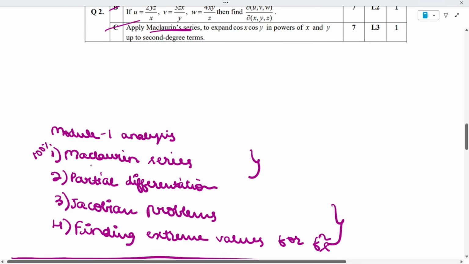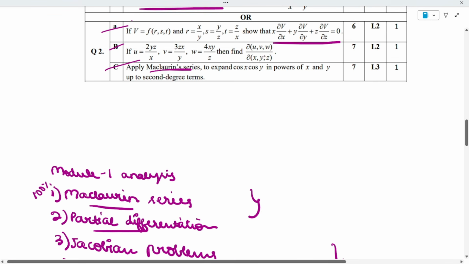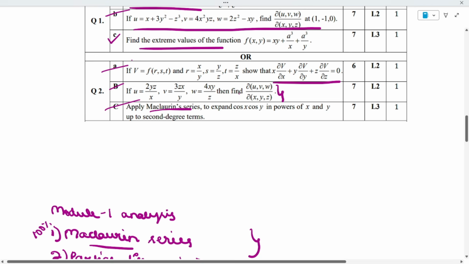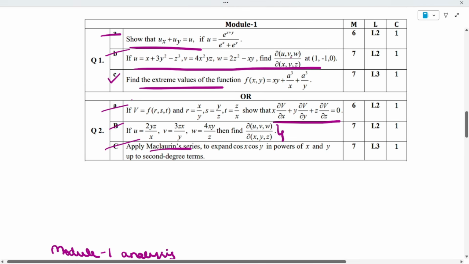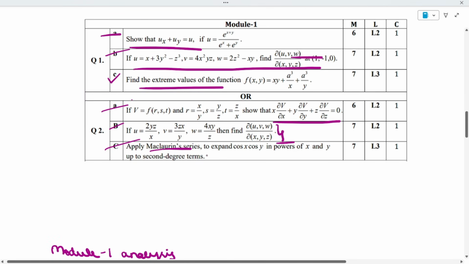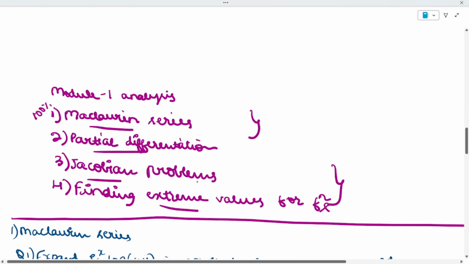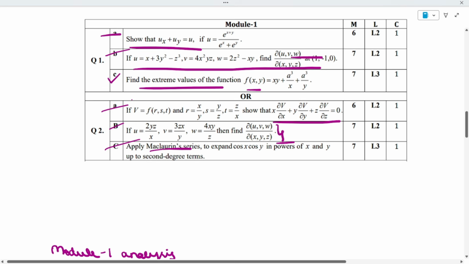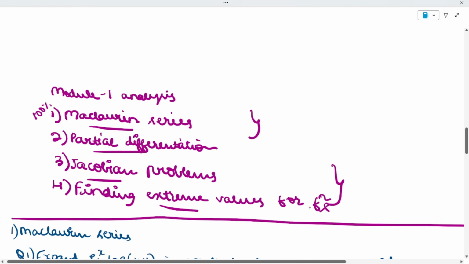First you can study the problems that come under partial differentiation, that is, these types of problems: del(u, v, w) by del(x, y, z), and all this type of problems. And next is about the Jacobian problem. In Jacobian, they will ask you to prove something. If you practice, you will understand easily. Next is the extreme value. They'll give some function and ask you to find the extreme value for the particular function.